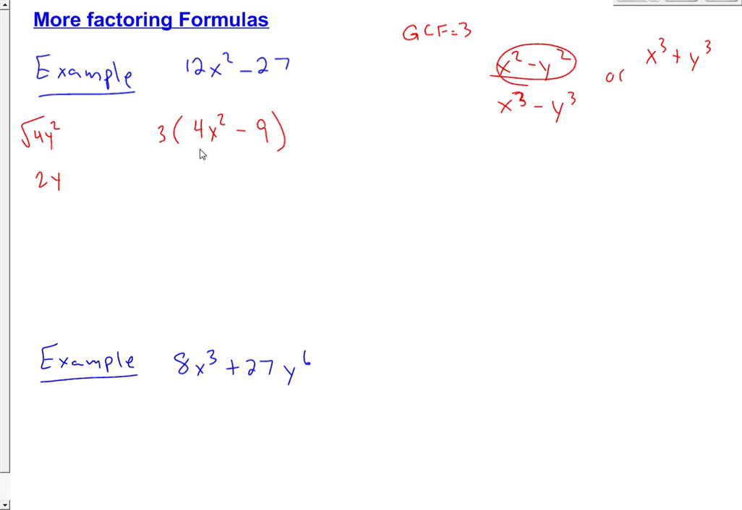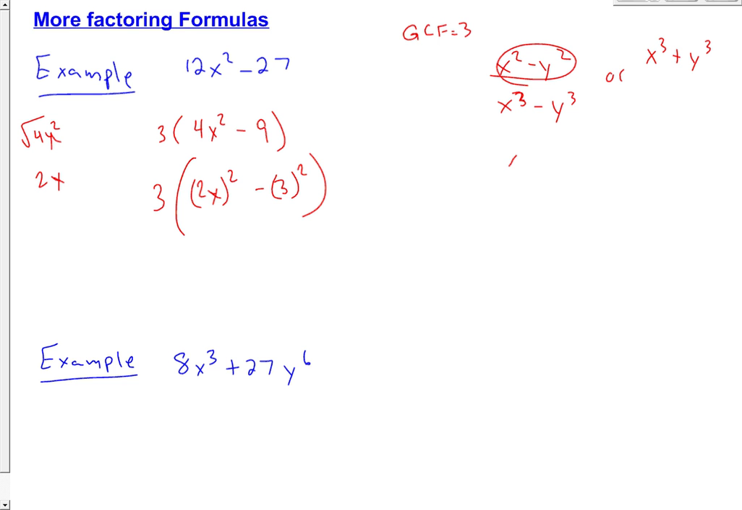So the 4x squared is the same thing as, sorry, not y, but x. So let me write that over. So 2x quantity squared. And 9, the square root of 9 is 3. So that's like having minus 3 squared. Let me put this all in parentheses here, and let me fix the exponent right there, because that should say 2. Okay, so I've got my 3 out front, and now I have a squared, or x squared minus y squared.